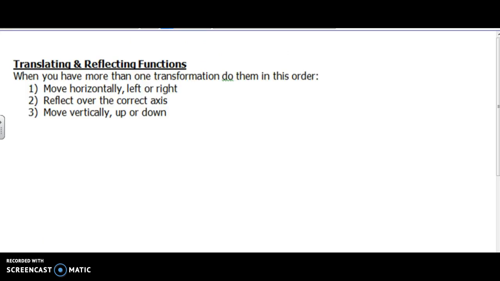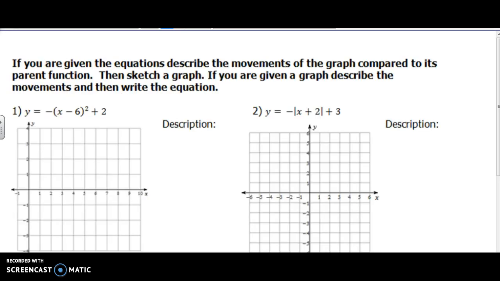It's super important that you remember when you do these translations and reflections that you have to do them in this order. You have to go left and right first, then reflect, then move vertically up and down. Notice right here that keeping that -6 inside parentheses preserves you moving right and left first. So in this case, we're going to go right 6, reflect over x, and then move up 2. And that's the order that you have to do it in.